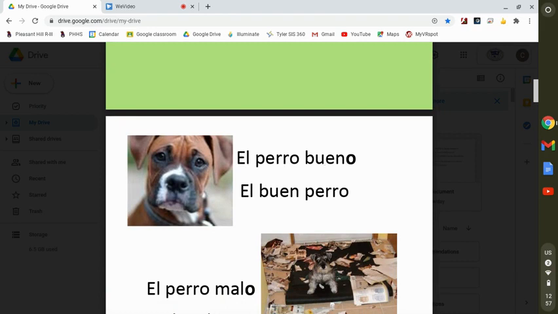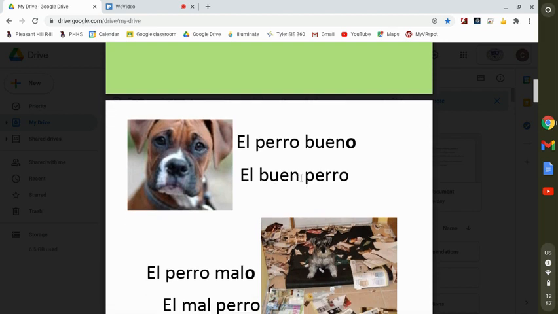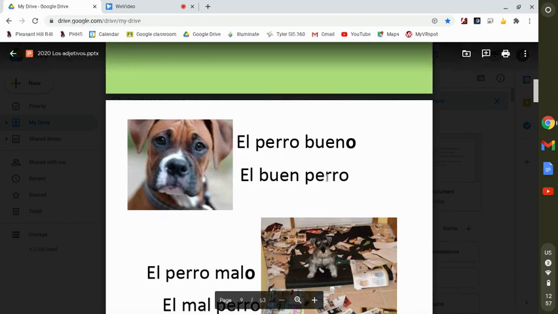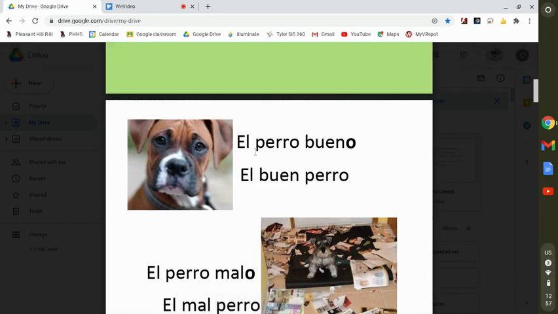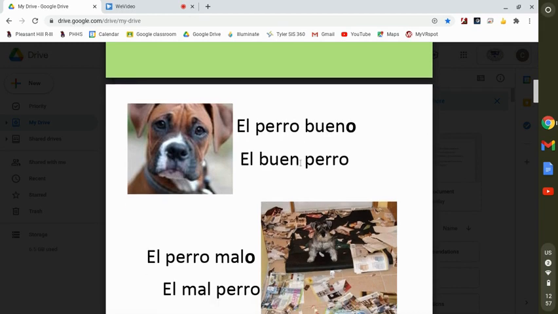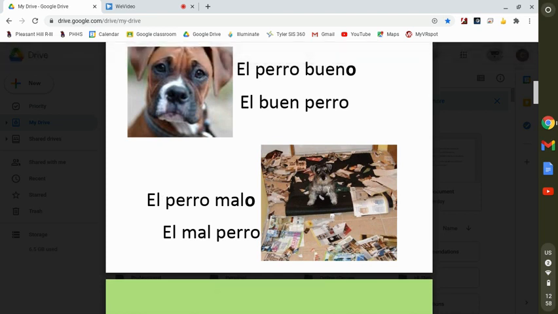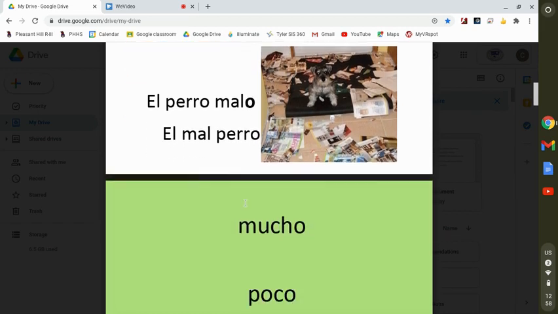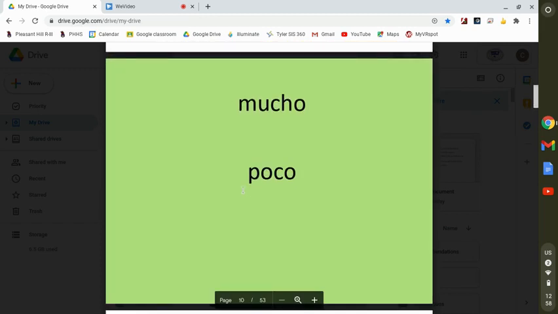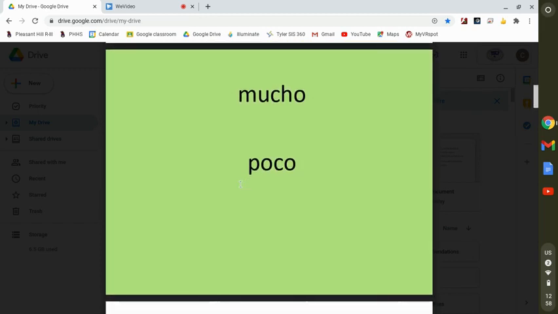Now the reason you're putting stars by bueno and malo is because I can drop the O on the masculine and put it in the front, el buen perro. Now if this rule is too much for you to remember, just do it like we were doing all the others. Just put it behind and stick an O there because it's el perro. And here is el perro malo. Here is the bad dog. Okay, this is the way we're doing all the others, but you can say el mal perro. The next 2 words, mucho and poco. Mucho and poco.